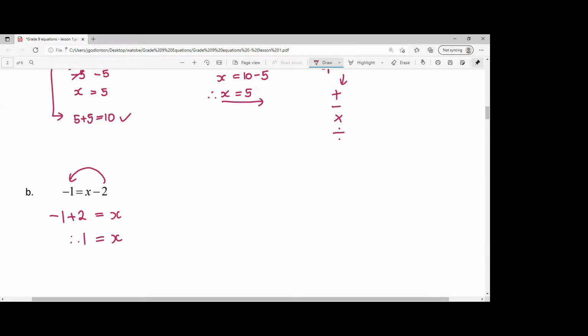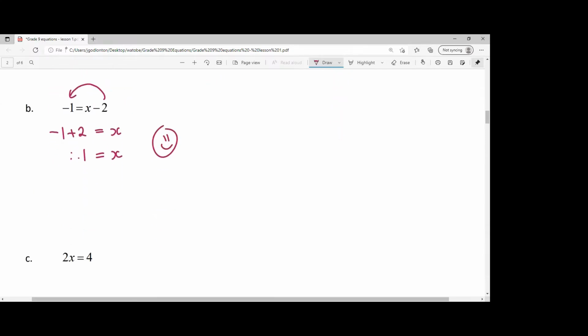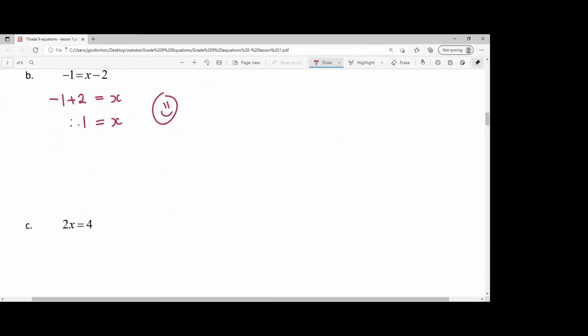Okay, so we moved the 2 over. We said -1 plus 2, and that gave us x, which was 1. Beautiful. Awesome. Okay, let's have a look at our next one. These ones are all nice and easy. We're going to get slowly harder.